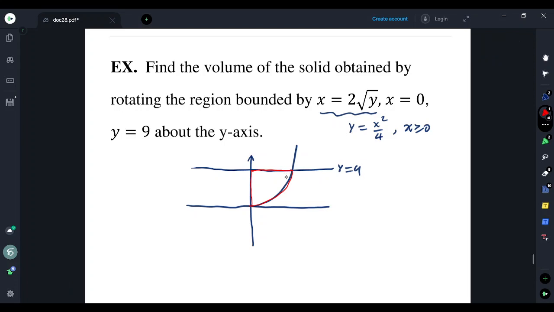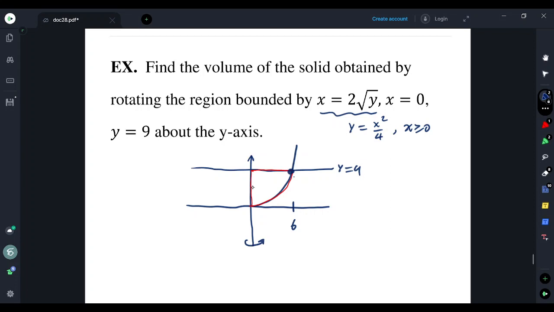The intersection of the parabola with the line y equals 9 is at x equal to 6. This is the intersection point, x equal to 6 and y equal to 9. Okay, and the rotation axis is the y-axis.